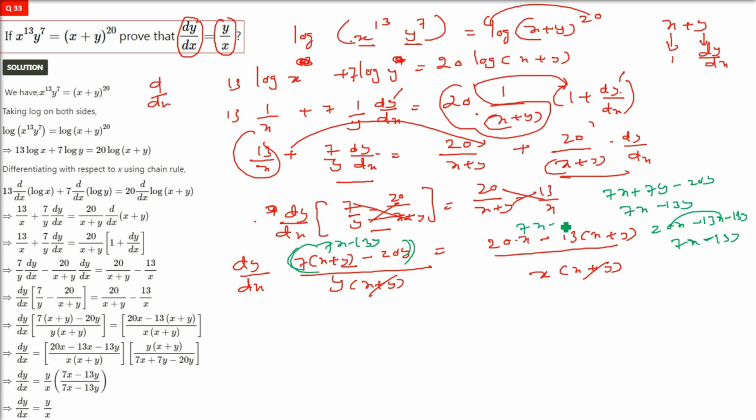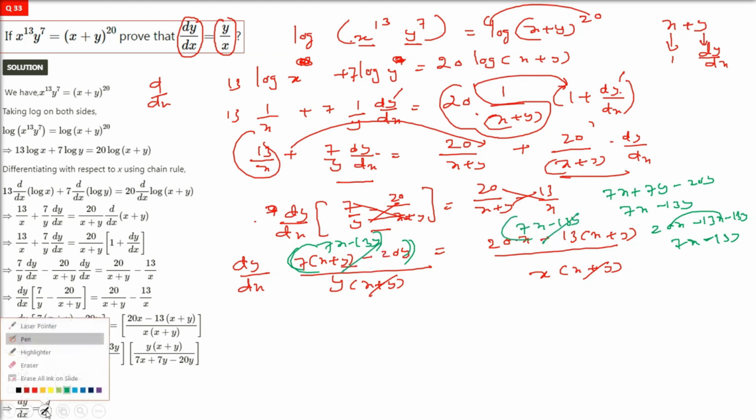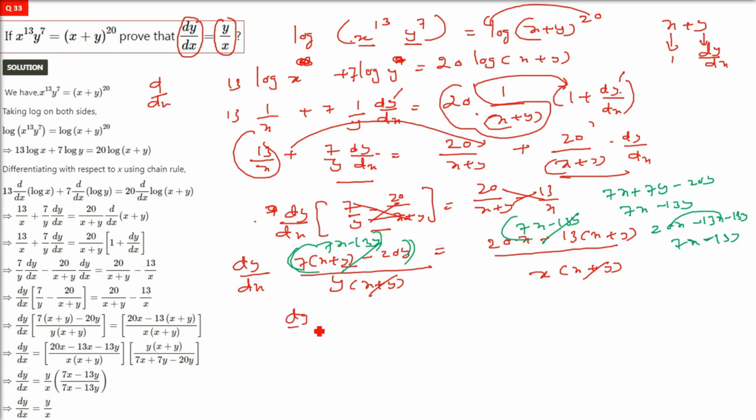Now what do you see here? On the left and right, both the numerators are exactly the same. So you can just cancel these two out. So dy by dx on the left. On the right you have y, you have to bring it in the numerator, x will remain in the denominator. So all these cancel out. The only thing remaining is dy by dx is equal to y by x.